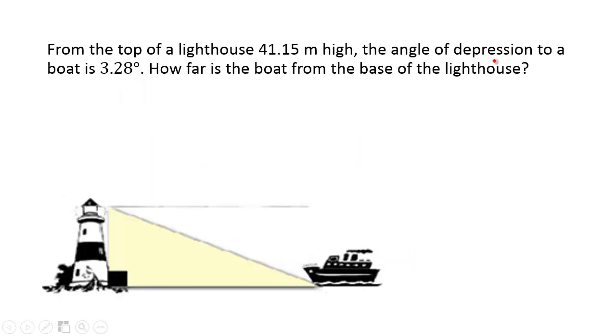So now let's take a look at some application problems, and this is where the line of sight comes into play. So from the top of a lighthouse is 41.15 meters. The angle of depression to the boat is 3.28. A lot of people will say that's here or here, but to be sure, technically, if someone's looking at the top, that's their line of sight.